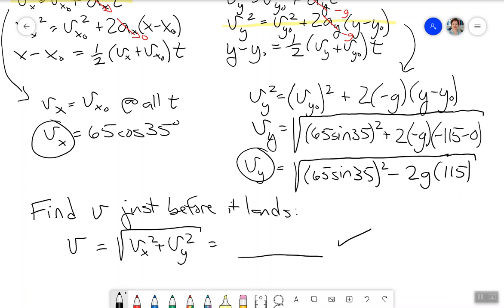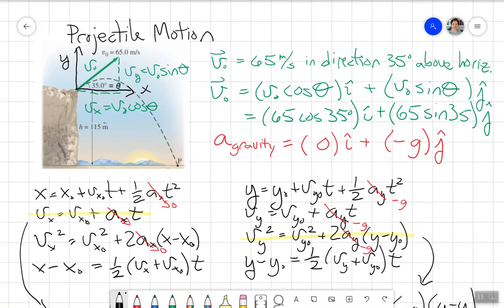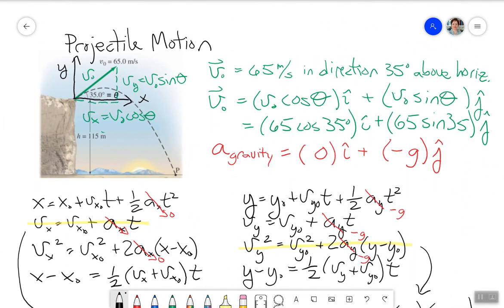Notice that we could have asked a lot of other things. We could have asked about time and height and range and all those different things, but the method is the same. We start by writing the kinematic equations, apply what we know about vectors, apply what we know about the acceleration due to gravity, and then we're done.